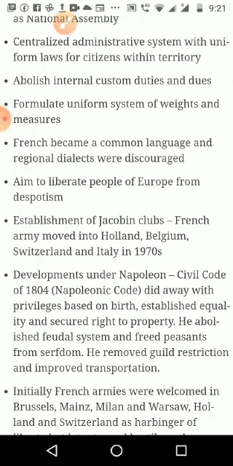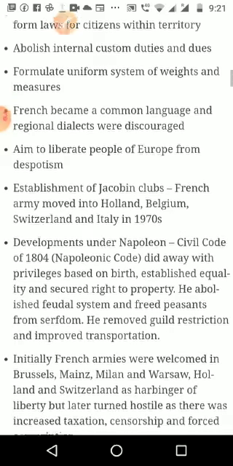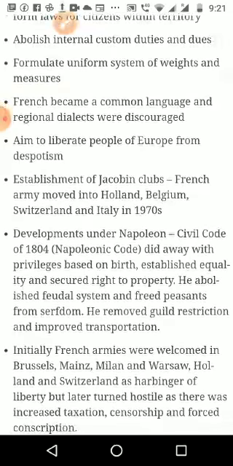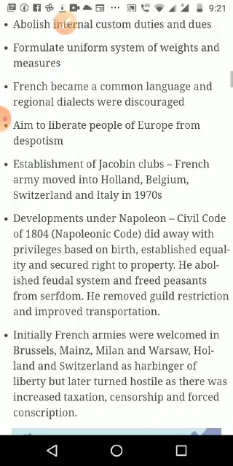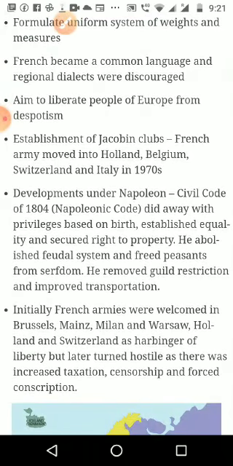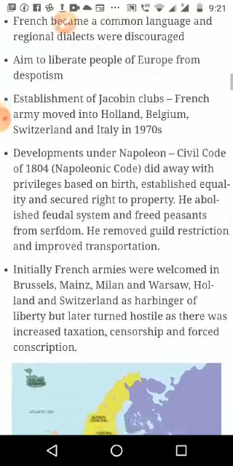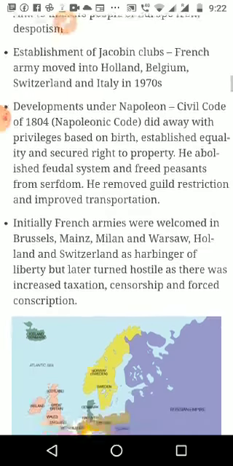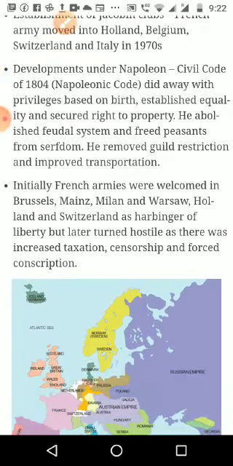Internal customs duties and dues were abolished. A uniform system of weights and measures was formulated. French became the common language and regional dialects were discouraged. The aim was to liberate the people of Europe from despotism. The Jacobin Club was established, and the French army moved into Holland, Belgium, Switzerland, and Italy in the 1790s.